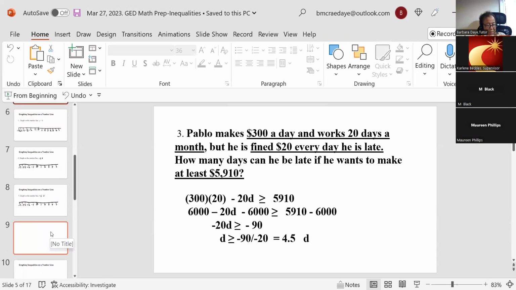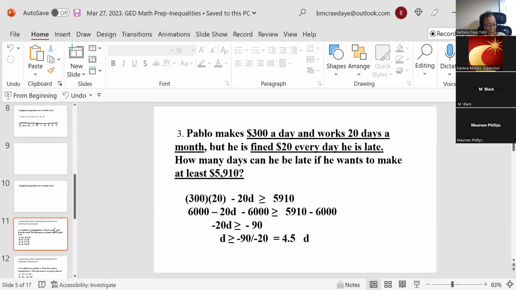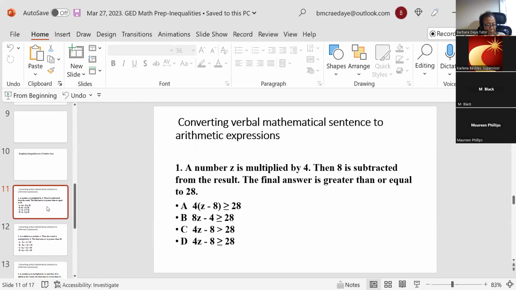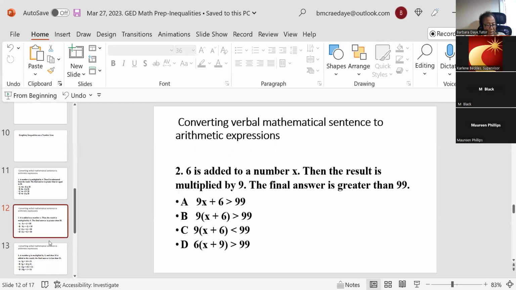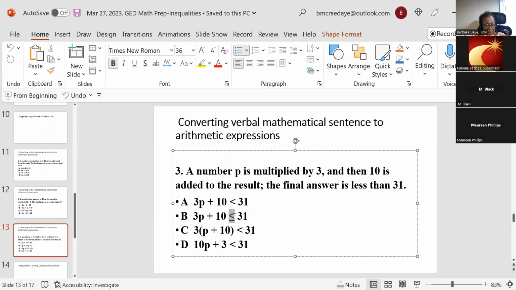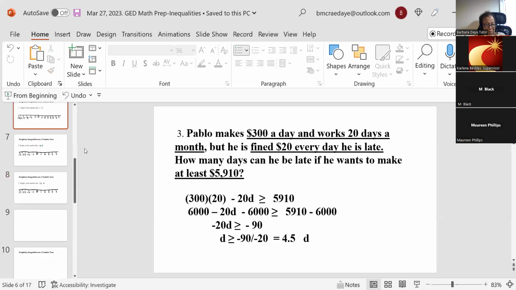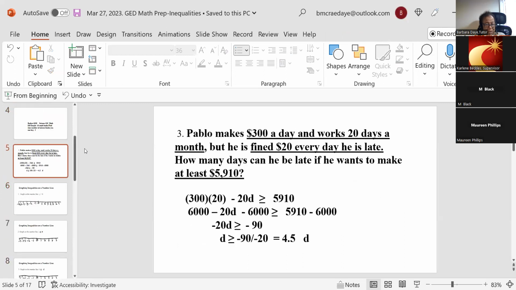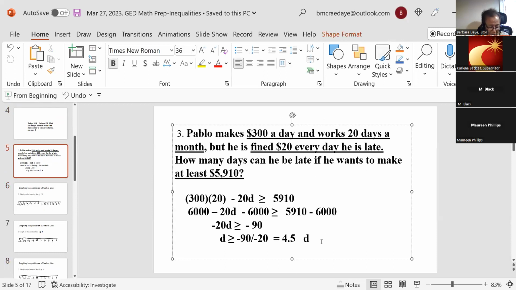So how many days can he be late? I don't know. 4.5 days. That's what it meant. How many days can he be late? For me to answer you, I would have to prove how to get back the 5,910. Okay, so we reverse that, that's D less than or equal to 4.5.